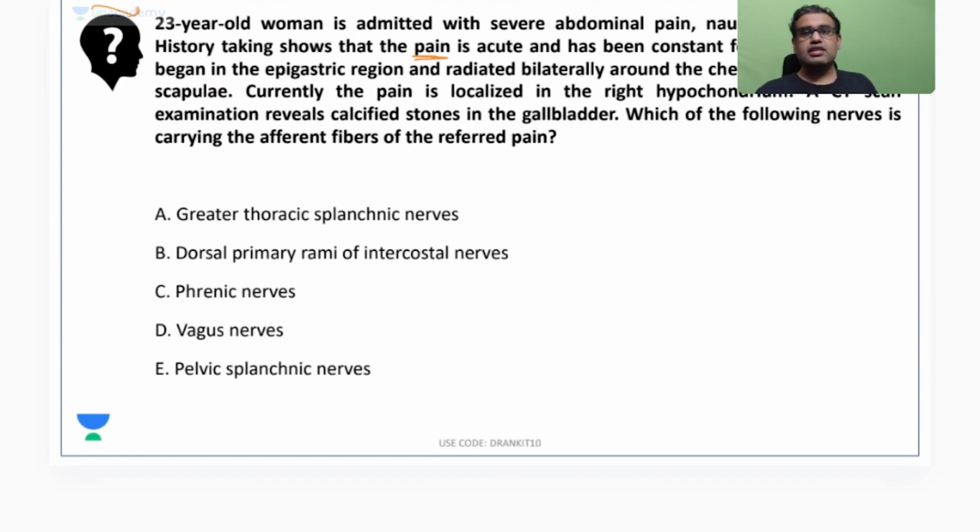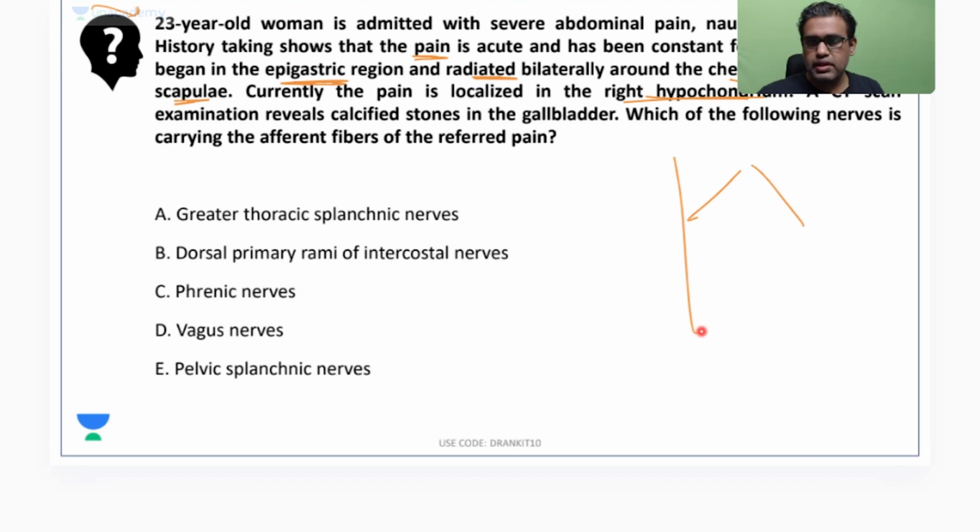The pain began in the epigastric region, radiated bilaterally around the chest to just below the scapula. Look at the radiation. It began in the epigastric, upper part of the abdomen. It moved around the chest, moved below the scapula, behind. Currently, the pain is localized in the right hypochondrium.